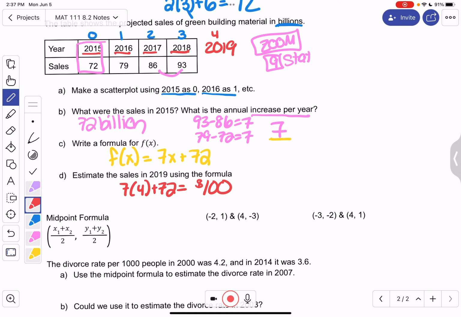All right, the last formula we're going to talk about is the midpoint formula. This is saying, hey, if I give you these 2 points on a line, can you find the point exactly in the middle? To do that, it's like averaging the x values, and averaging the y values, and then where those points meet, it gives you the midpoint.